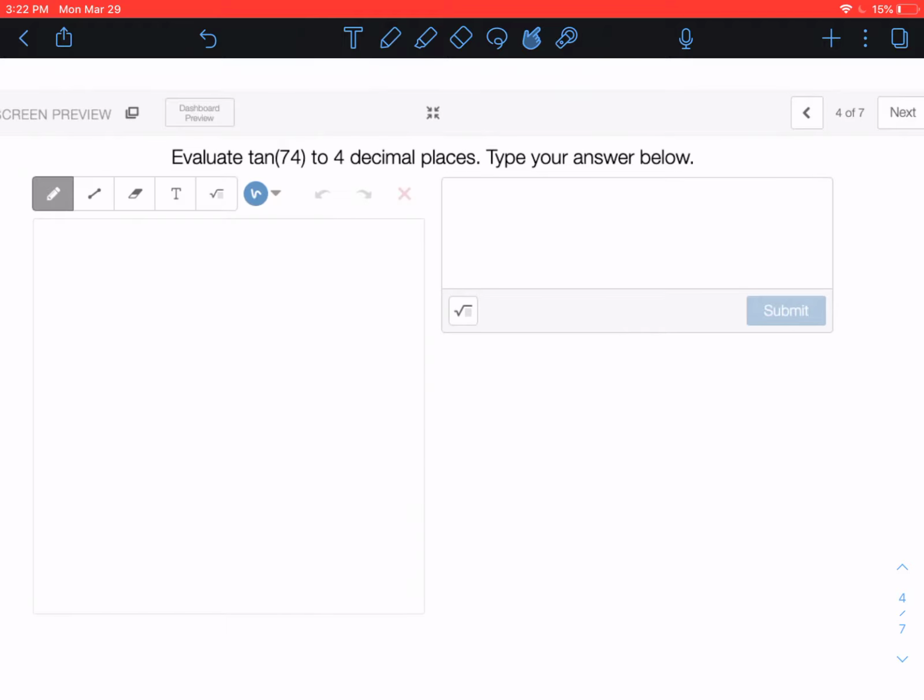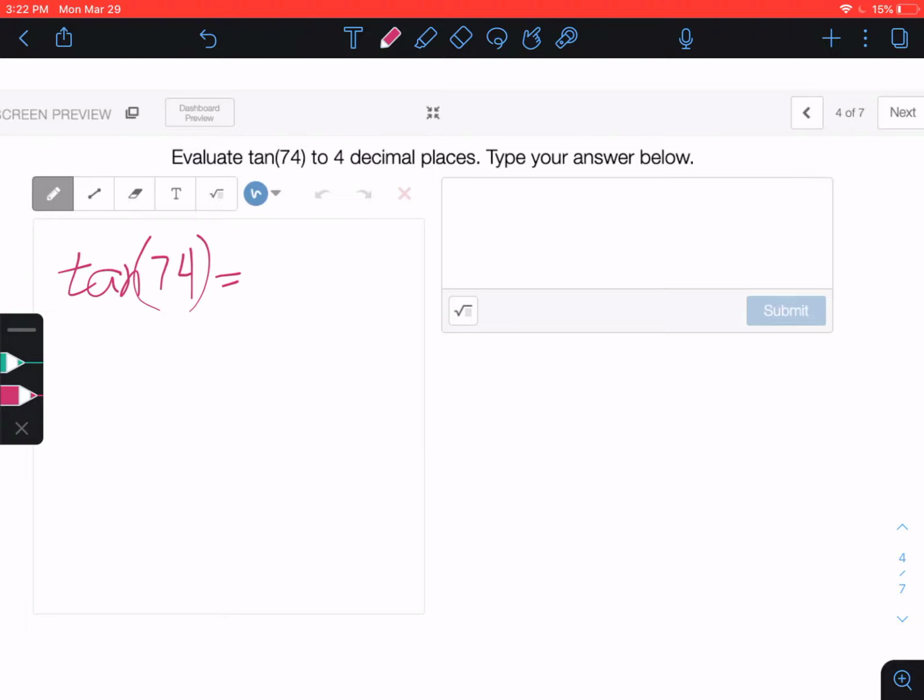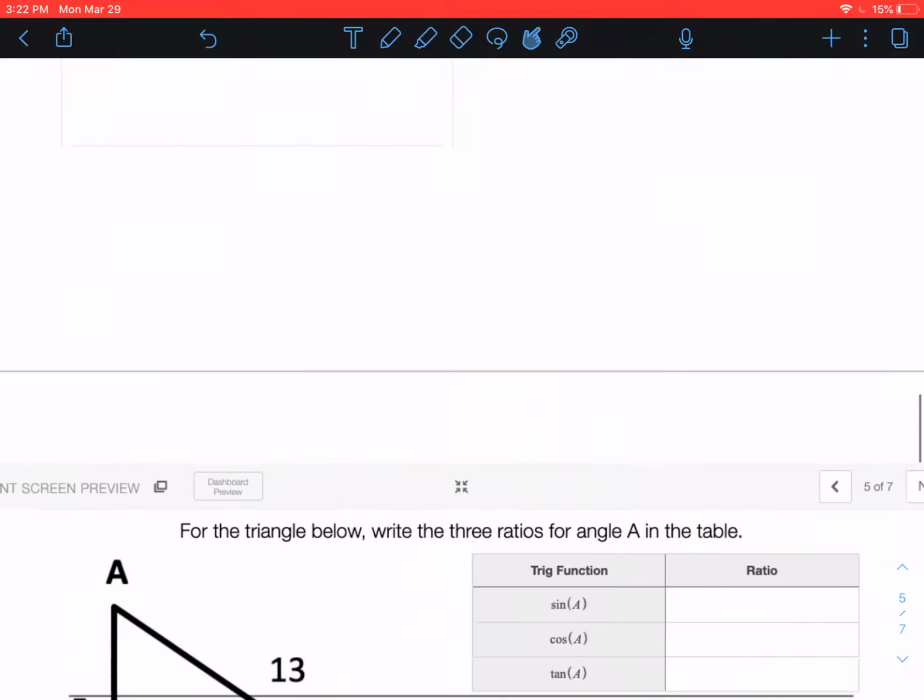Next question, they're asking us to evaluate tan of 74 degrees. When I type that into a calculator, tan of 74 is going to equal 3.48741. To 4 decimal places, I want to get to that 4. The number beside it is a 1, so we don't need to round up. So I could just type for my final answer 3.4874.